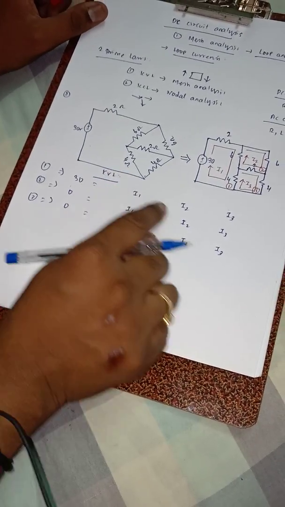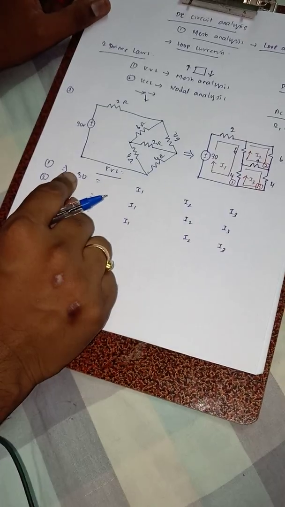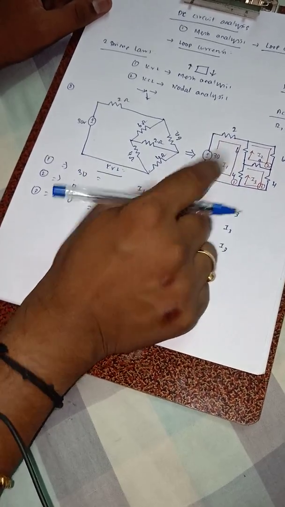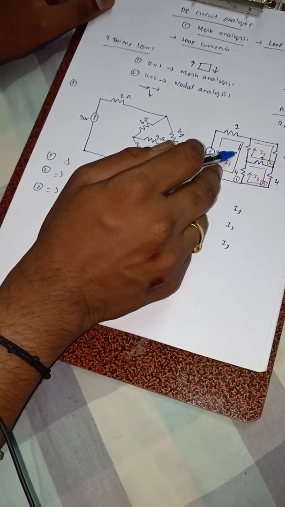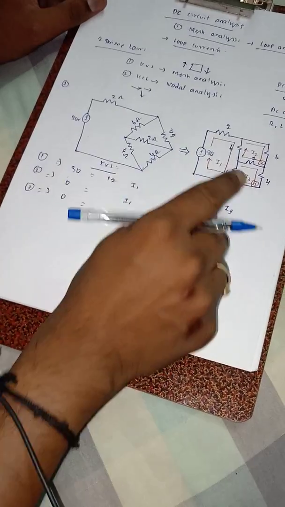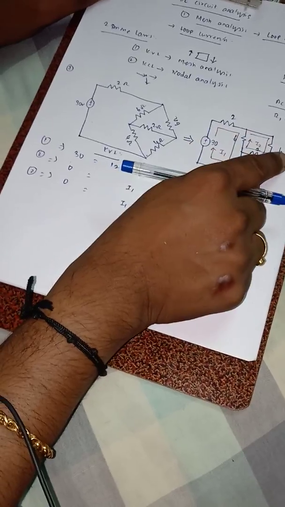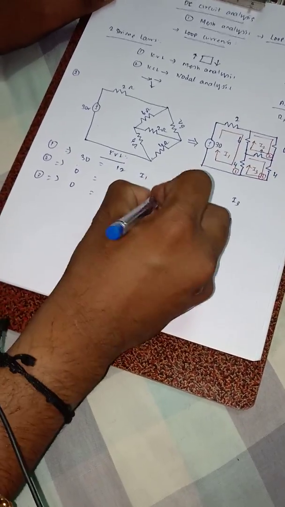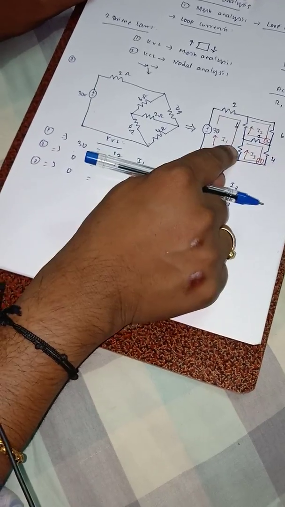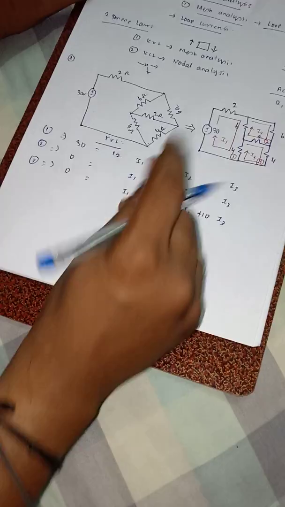First what we do is, let me find the values of the diagonals. In loop number 1, the I1 value is the sum of the resistors in loop number 1. So 2 plus 6 is 8, 8 plus 4 is 12. And in loop number 2, the sum of the resistors of loop number 2 is 6 plus 6 is 12, 12 plus 2 is 14. And in loop number 3, the sum of the resistors of loop number 3 is 4 plus 4 is 8, 8 plus 2 is 10.